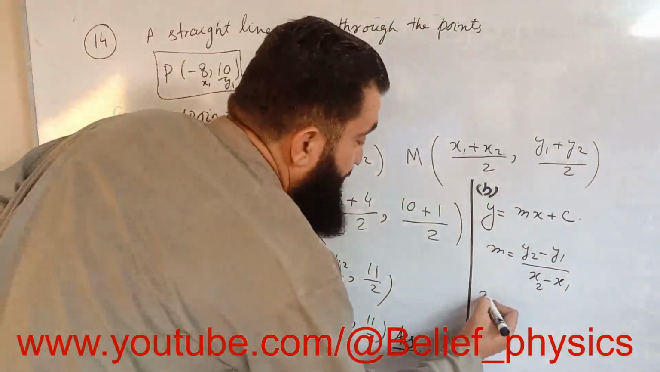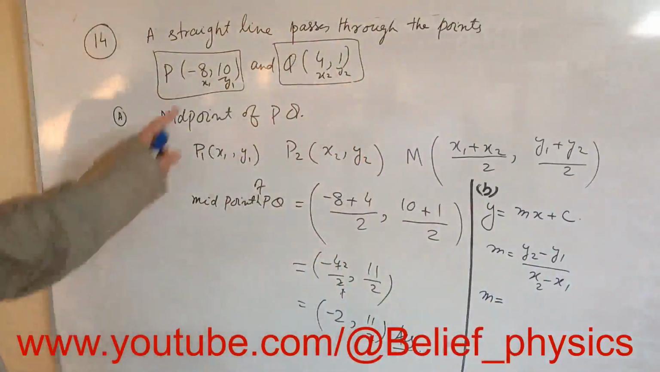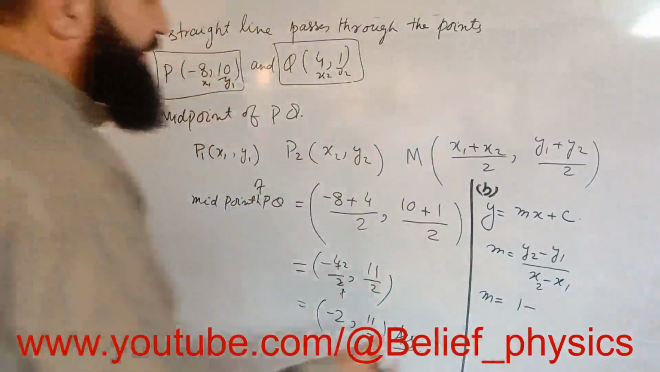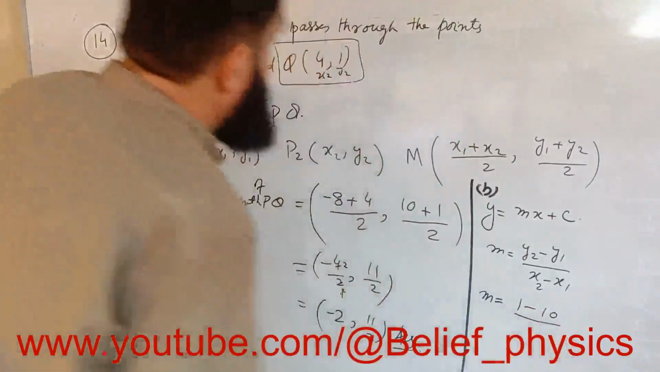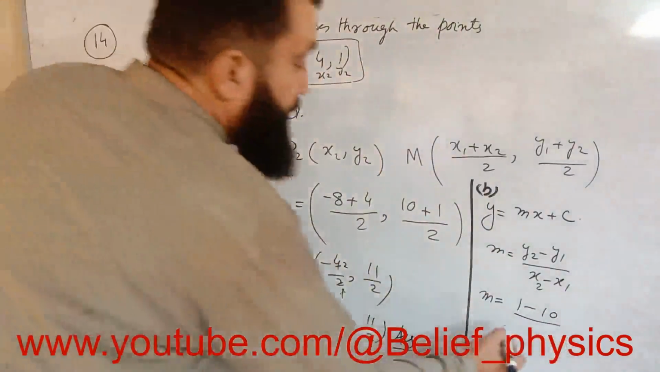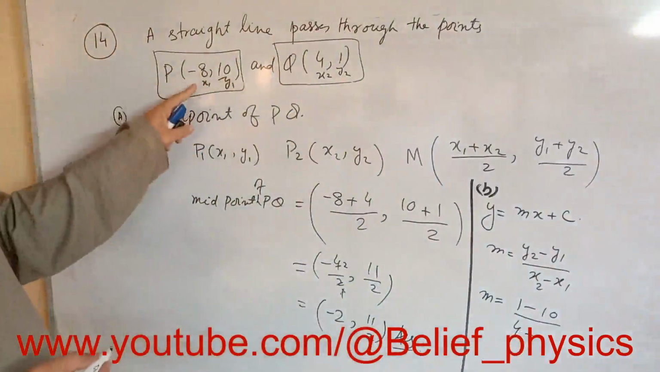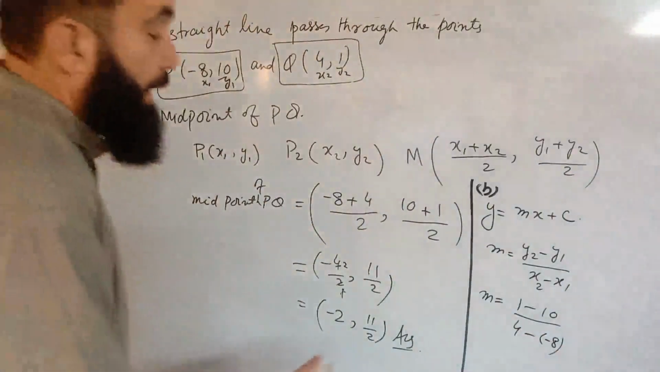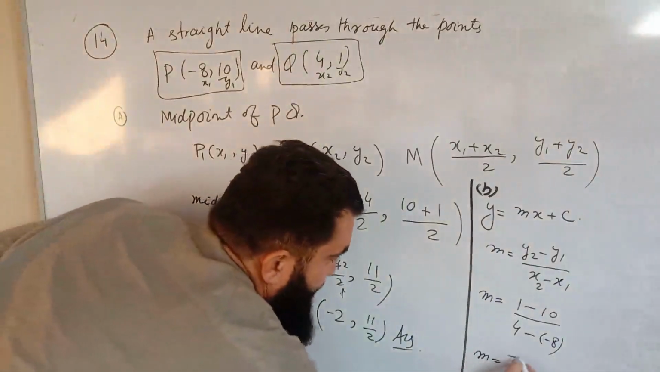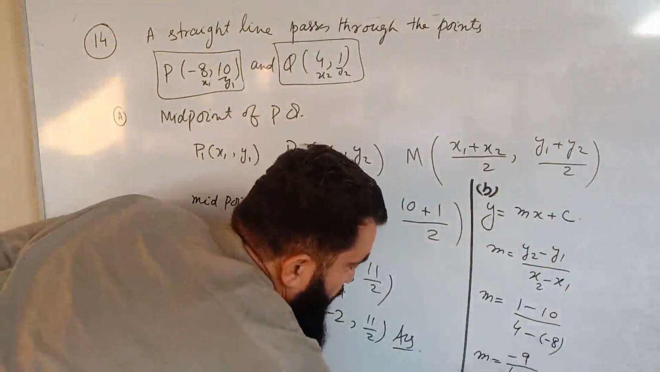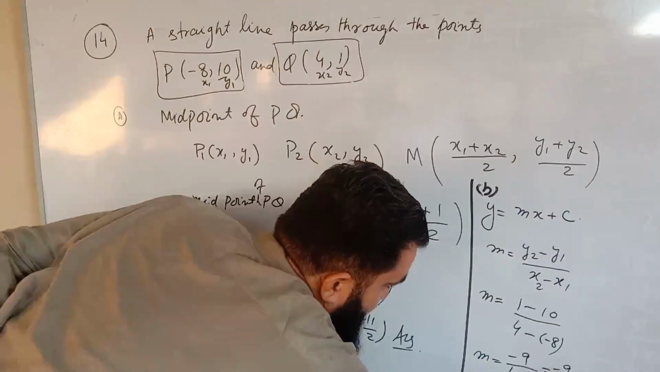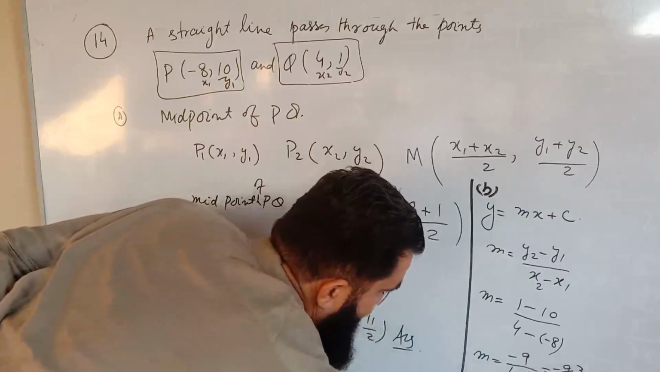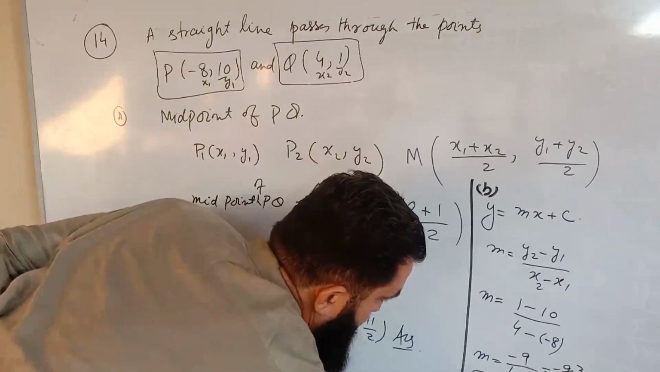So m will be equal to what? Y2 is 1 minus y1 is 10. 1 minus 10 over x2 is 4 minus x1 is minus 8. This will become plus 8. So m will be equal to 1 minus 10 is minus 9 over 4 plus 8 is 12. So this will become minus 9 over 12. You can simplify it. 3 3s are 9, 3 4s are 12. So the gradient will be equal to minus 3 over 4. This is the gradient.